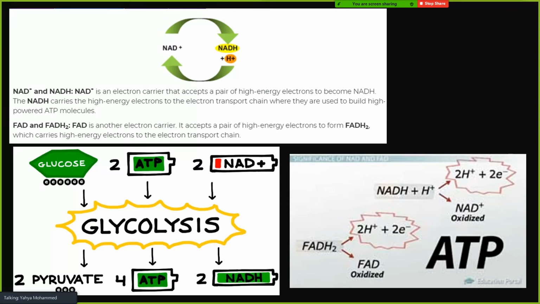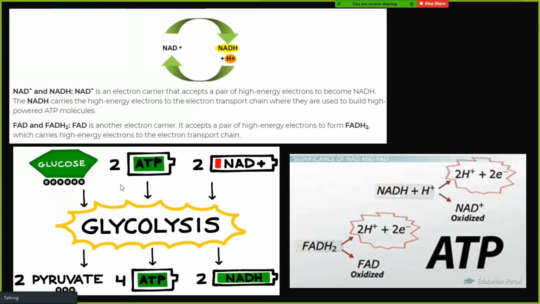Now, some things are going to be produced and consumed in respiration. So let's talk about these two molecules. There are these things called NAD and FAD. So what are these? These are basically electron carriers, kind of like a battery, right? So this picture down here is illustrating what these things are.